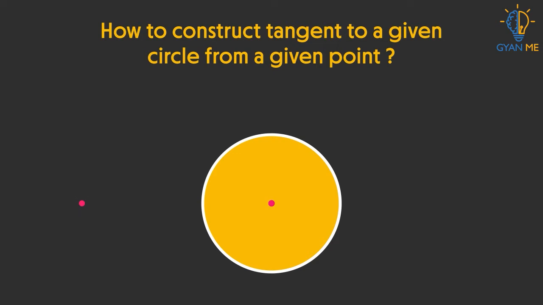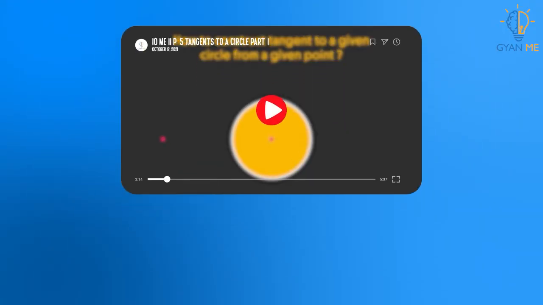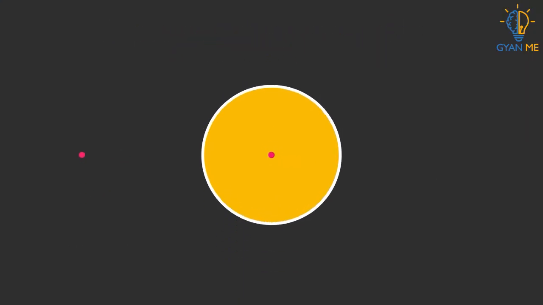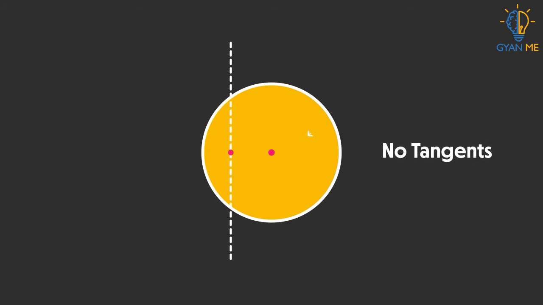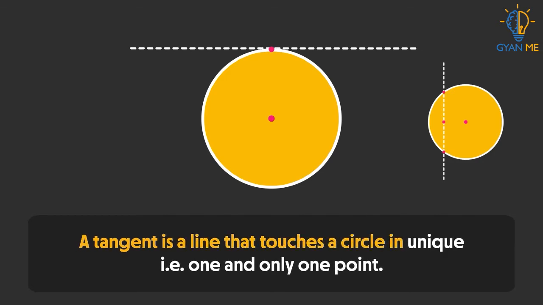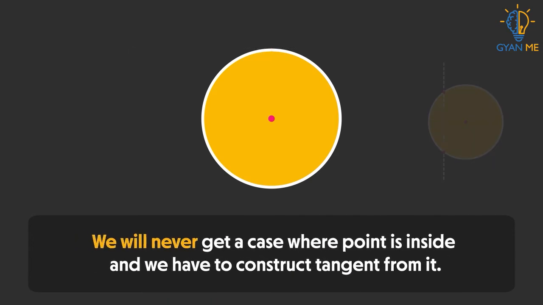But students, take a second, pause the video and think, can this given point lie inside the circle? We already know that if a point lies inside the circle, there cannot be a tangent to the circle through this point because a line passing through this point will cut the circle at two distinct points. But by definition, a tangent is a line that touches a circle in a unique, that is, one and only one point. So, we will never get a case where the point is inside and we have to construct a tangent from it.